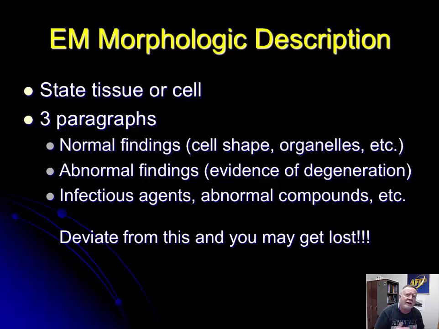I've always used a 3-paragraph system versus the 1-paragraph system for glass. I've used a 3-paragraph system for describing ultrastructure. You can cram them all together if you want, I suppose. I just like the little white space in there. The first paragraph is always the normal findings.